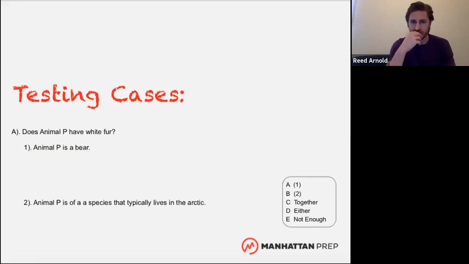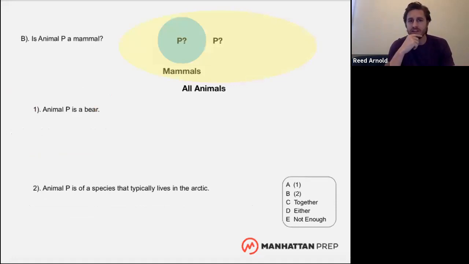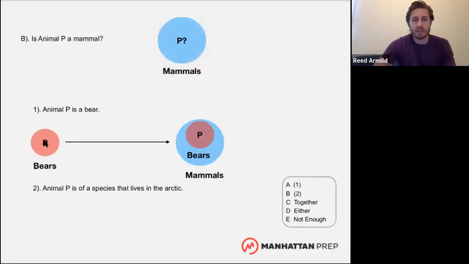So to visualize this, we're going to put this to visualization here. This question asks, is animal P a mammal? So we're in the world of all the animals. That's the yellow world. We're not going to pay too much attention to that, but that's all the animals. In that world of animals, there's this little subset called mammals. And we want to know if animal P is in the mammal subset or if it's not a mammal, if it's just another kind of animal, a bird, a lizard, whatever. Statement one tells me animal P is a bear. Well, if I know that P is a bear, and I know this, I don't have to look this up, but I know that bears are a subset of mammals. I know that the red circle is part of the blue circle. Then P is in the red circle, so it must be in the blue circle because the entire red circle fits in the blue circle.